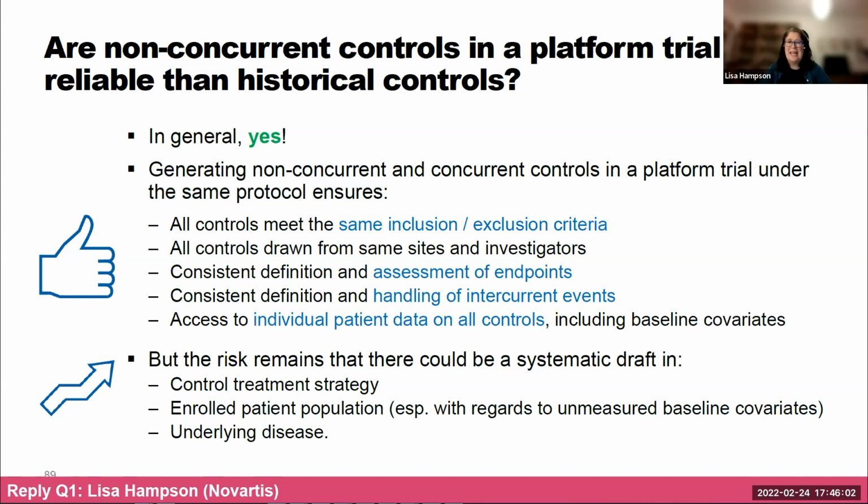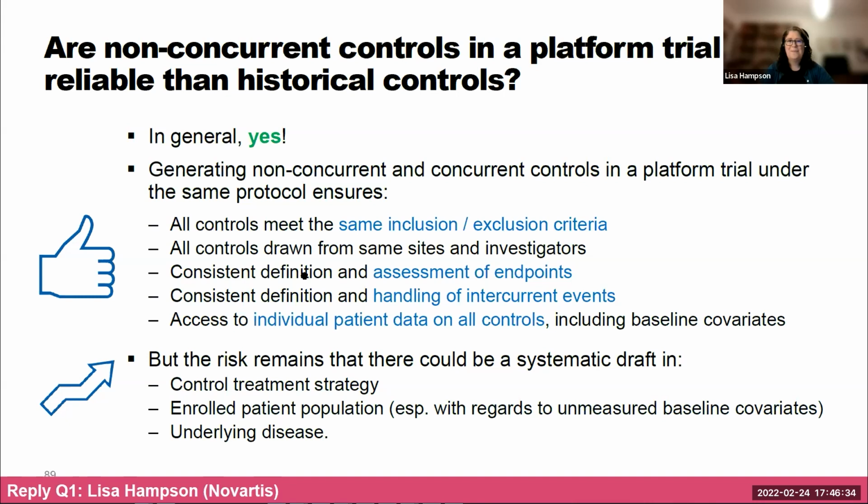And I completely agree. There is still a risk with non-concurrent controls that there could be time trends, including the fact that our standard of care could be changing over time in a way that's difficult to characterize or quantify, and our patient population could be changing with regards to baseline covariates that we simply haven't measured. And so we can't account for those, as well as the fact that the disease could be changing. So with an infectious disease, the variant of the virus could be changing.